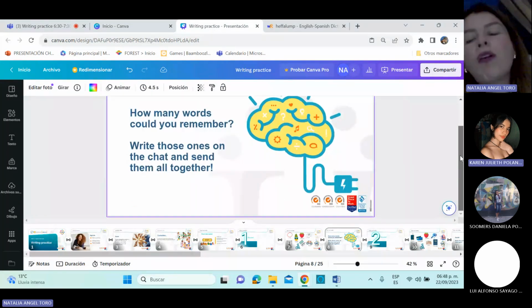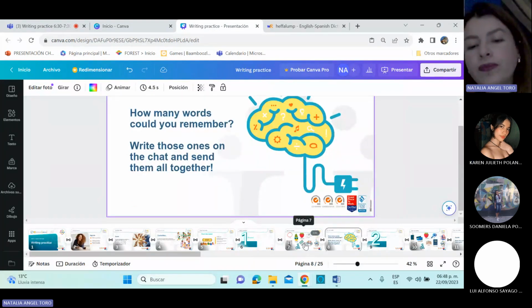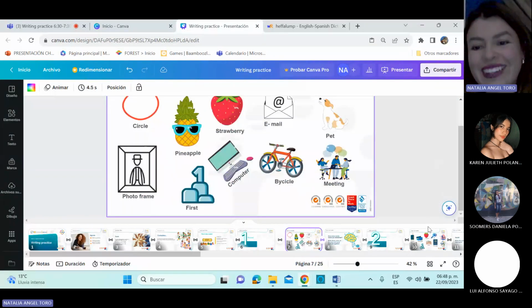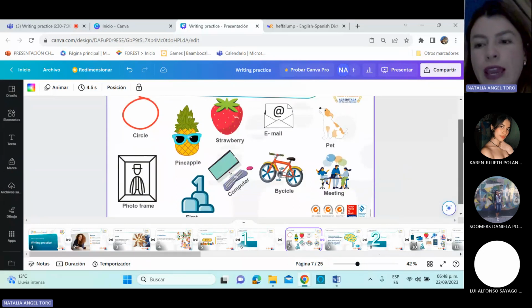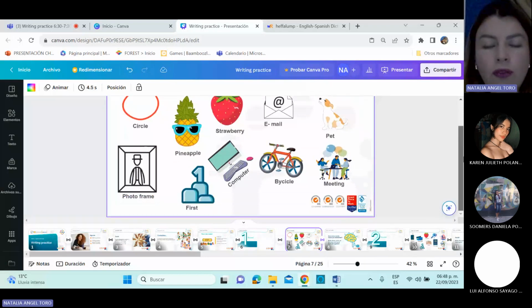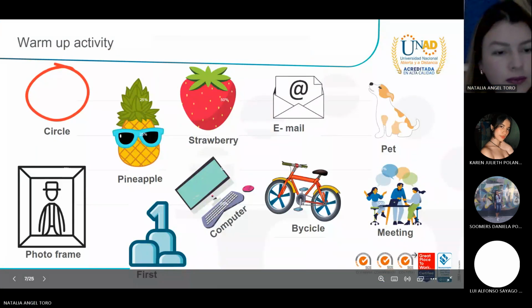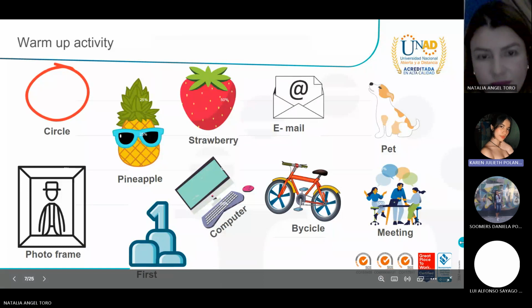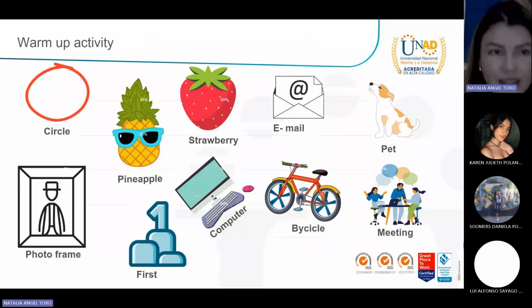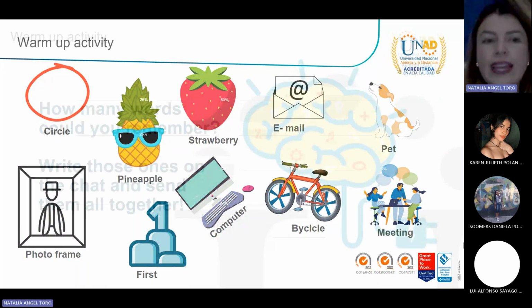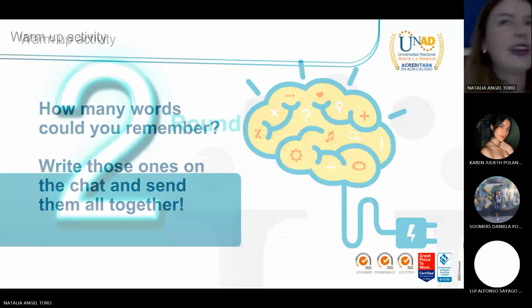Guys, any new word for you? More or less. And every word was all for you. ¿Conocían todas las palabras o alguna nueva? Any new word? It's okay for me. Excellent. So, I guess you are ready for the second round. The same.